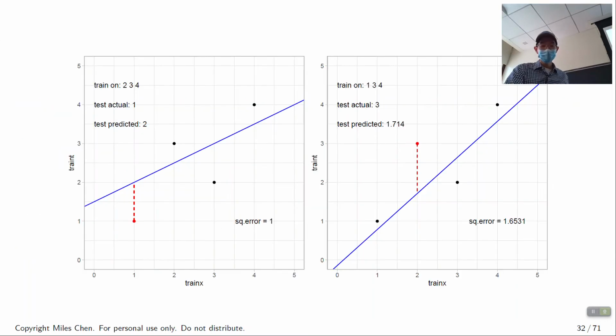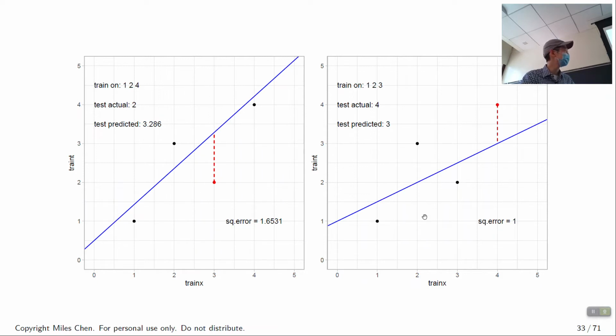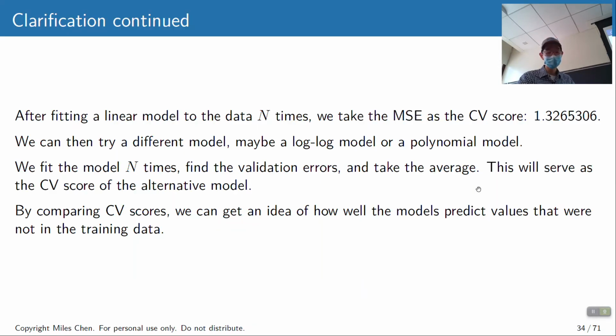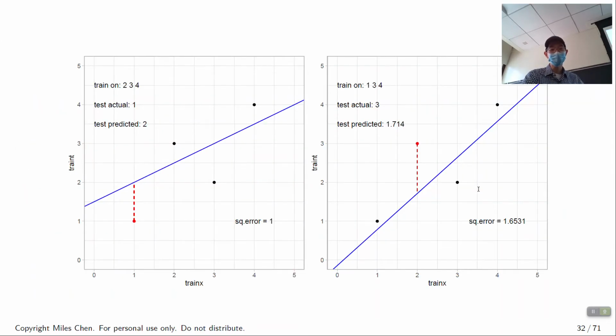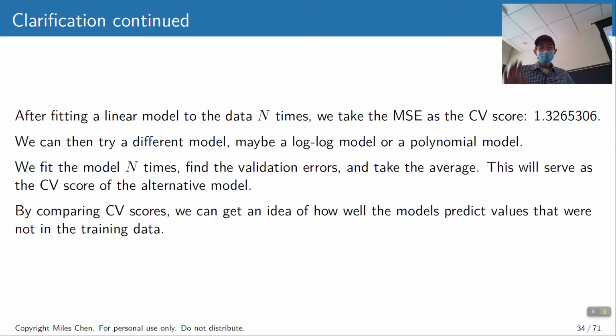So these individual things, again, it's the same 4 plots, just showing up again. We train it on here. Here's our squared error. We get 1.6531. Here the other one's 1.6531 and 1, and when you add them up, you get an average of 1.326531. So we take that, we try a different model, log or something. We're going to fit that one n times to do leave one out cross-validation, take the average, and then we compare cross-validation scores from different potential models.